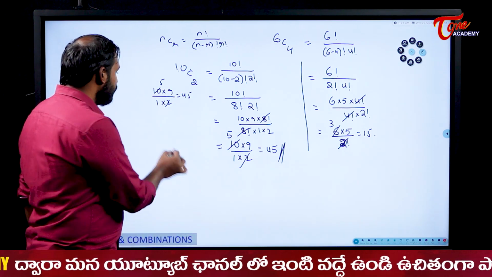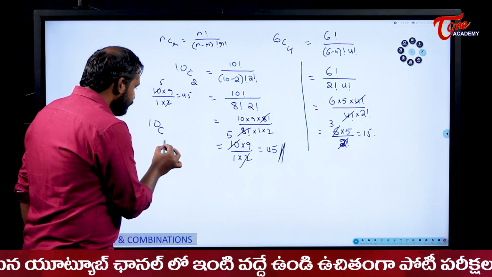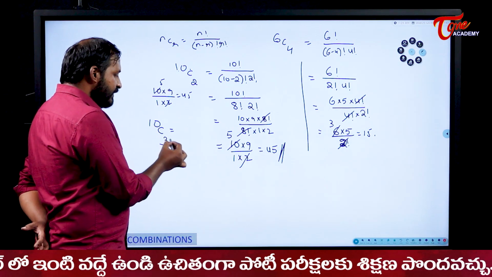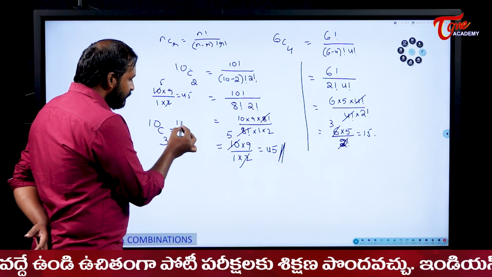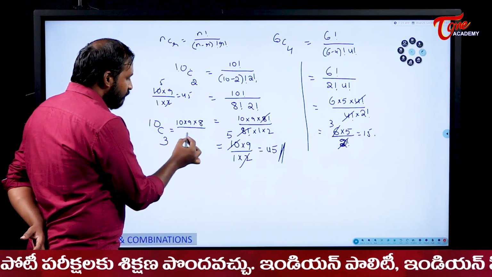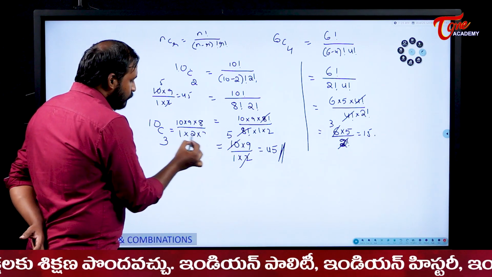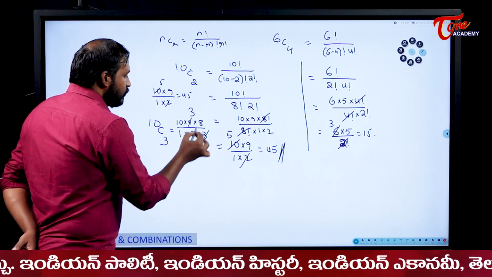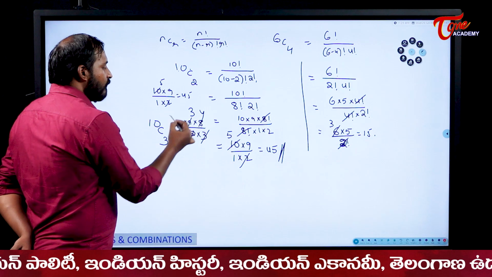For example, if you want to find 10C3, the same logic: 10 should be reduced for 3 times. That means 10 into 9 into 8, total 3 terms. Similarly, in the denominator, 1 into 2 into 3, up to 3. 3 ones are 3, 3 threes are 9, 2 ones are 2, 2 fours are 8... giving 720 by 6, which is 120.